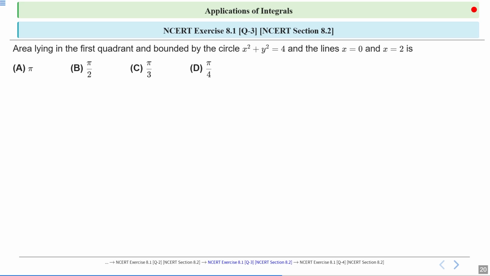The circle x square plus y square is equal to 4 and the lines x equal to 0 and x equal to 2. As we know, the equation of a circle is x minus h whole square plus y minus k whole square is equal to r square, where h, k is the center, and here as we can see (0, 0) is the center and r square is 4, so 2 is the radius. So first draw the circle and then the lines x equal to 0 and x equal to 2, and then recognize which area we have to find. Just shade the region in the first quadrant, and by using the definite integral try to find the area. So write down the equations x square plus y square equal to 4 and the lines x equal to 0 and x equal to 2.